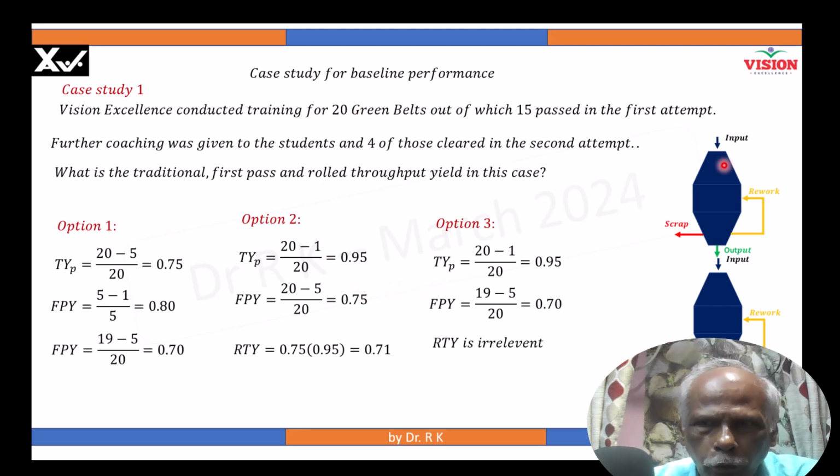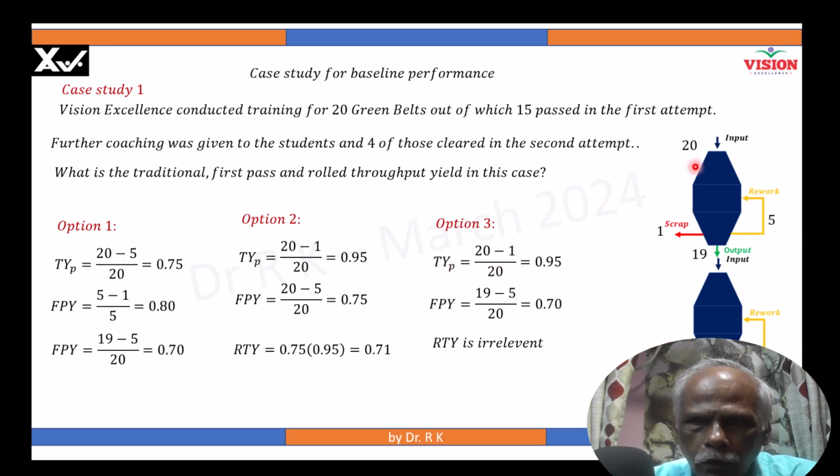What is the input? It is 20, right? And then what is the output? Output is 15 of them passed and then 4 of them passed. Therefore total is 19, right? Only one is not passing, failing. Therefore scrap is 1, output is 19. How many of them attempted again? This is 5 of them, because 20 minus 15 is 5 of them have done. Therefore, you can substitute and get the answer here.